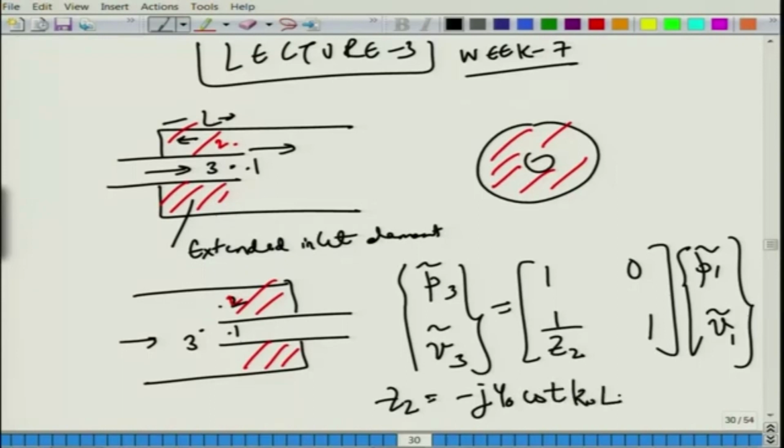Z2, say this length is L, is minus j Y naught cot k naught L. This was pretty clear because P3 is equal to P1 and also equal to P2, and the mass velocity that enters here gets split into two parts, one that goes into the annular cavity and one that propagates downstream. So V3 is equal to V2 plus V1. We eliminated the variables pertaining to the annular cavity 2 and found the transfer matrix between 3 and 1. In case of zero mean flow, this is what we get. We do not have any problems with it, and whether it is an extended inlet or extended outlet element does not quite matter.